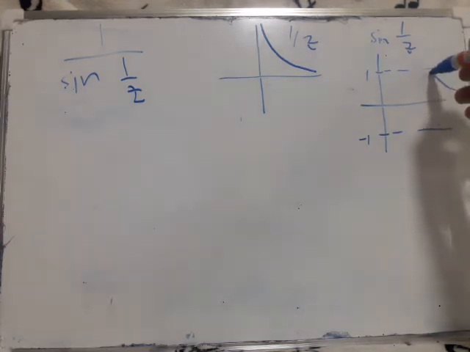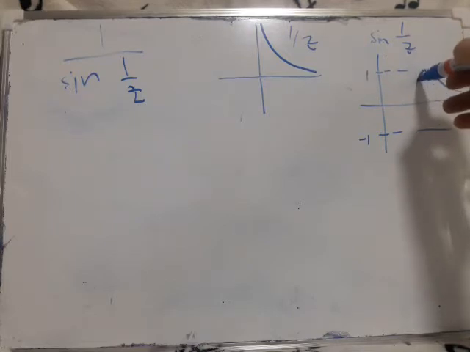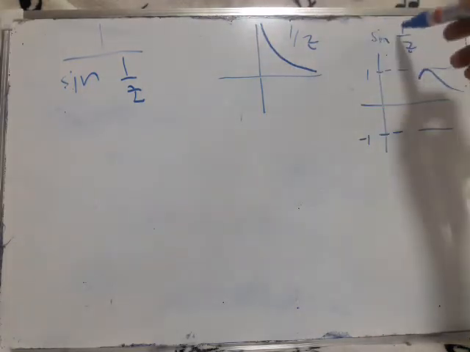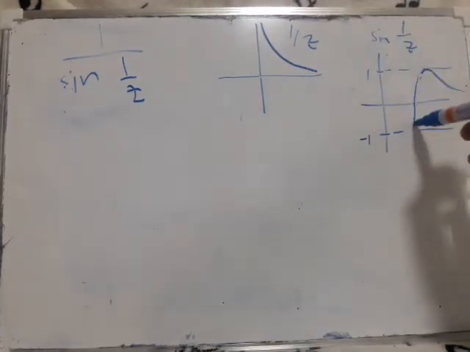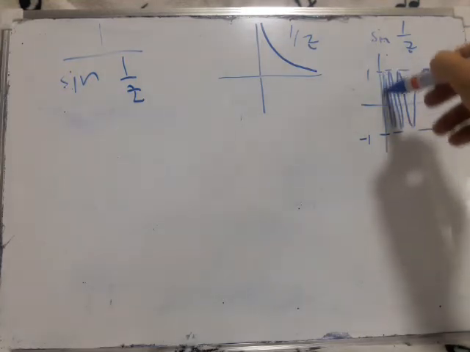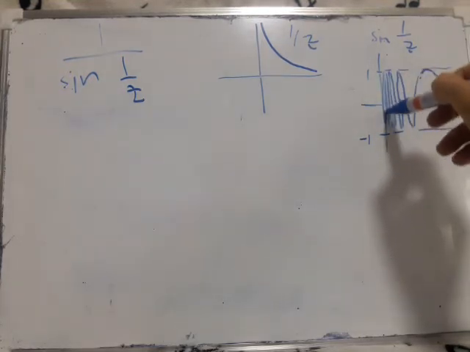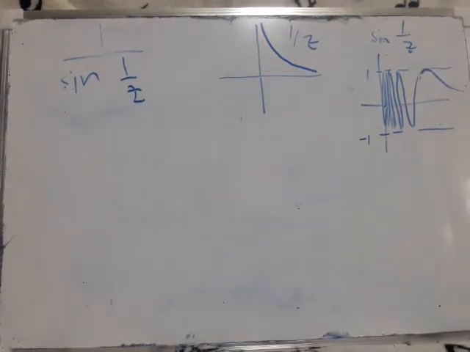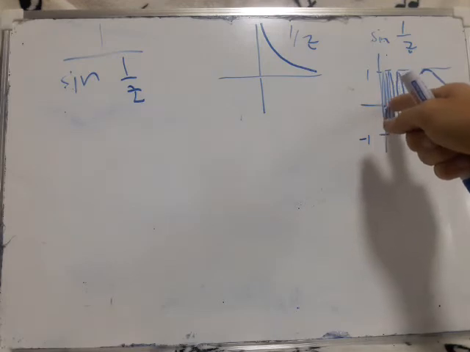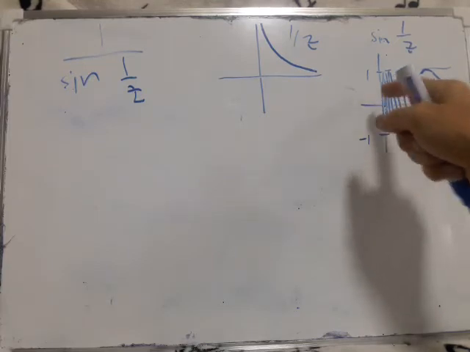Then it's going to go up, and as z gets smaller and smaller, this gets larger and larger. So the oscillation is going to get faster and faster. Okay, so they get infinitely fast as this approaches 0. So there's infinitely many zeros, which incidentally are simple zeros, of course. Infinitely many zeros as we approach z equals 0.